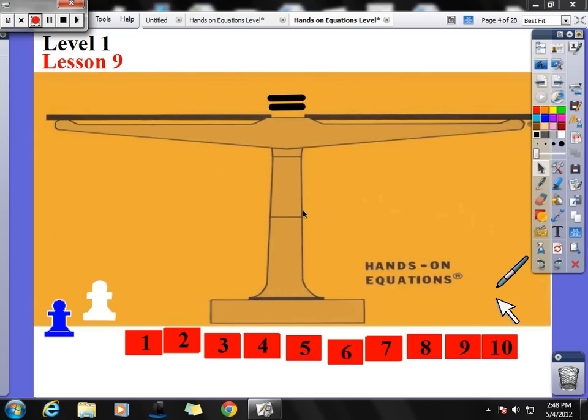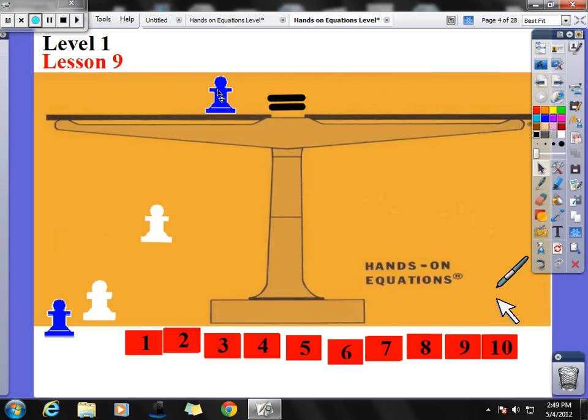And away we go. Last Friday, we introduced you to star. We talked about how star can solve all kinds of problems. And we solved them exactly the same way we'd done before using hands-on equations. What I want to demonstrate for you today is the significance or the difference between these two pawns.